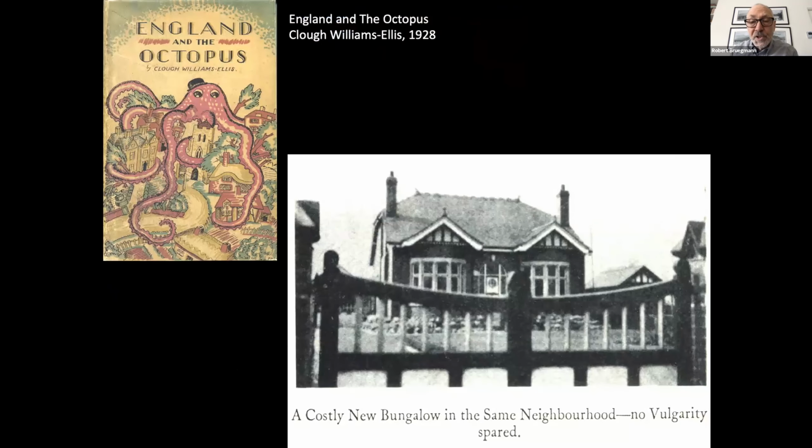Now, this attack was not new by any means. It had been around, and particularly in Britain from the beginning of the century. These were largely urban experts, planners, scholars, academics, social scientists. And for the most part, they were very much opposed to suburban expansion. So this is just a typical example. There's this costly new bungalow, no vulgarity spared, according to Clough Williams-Ellis.